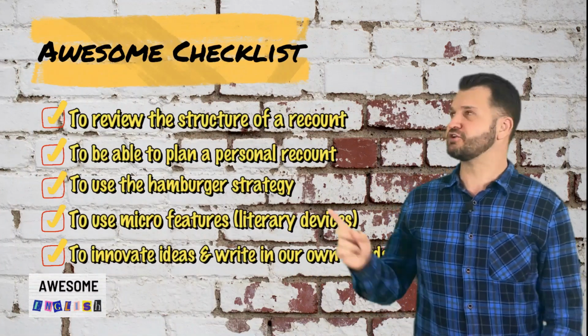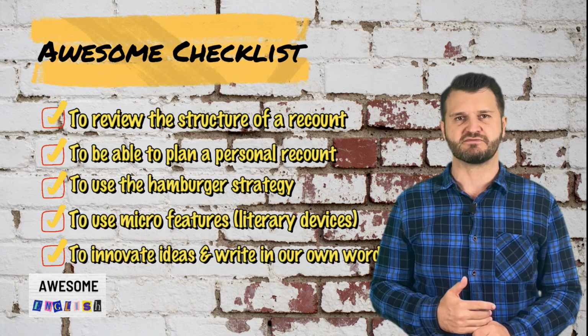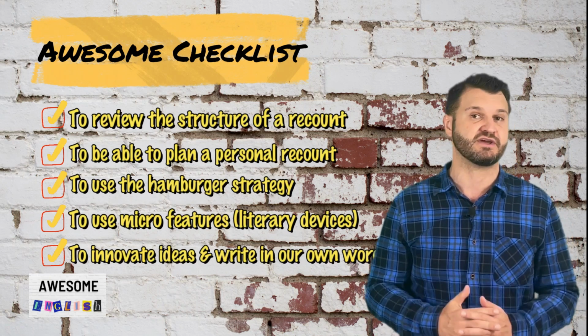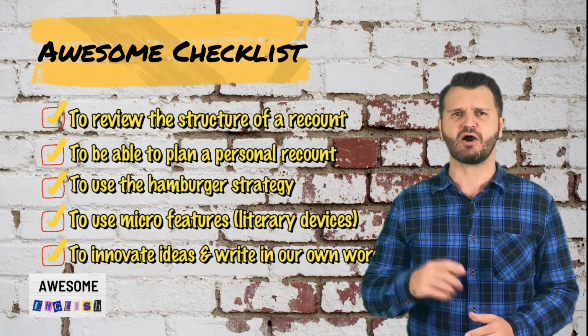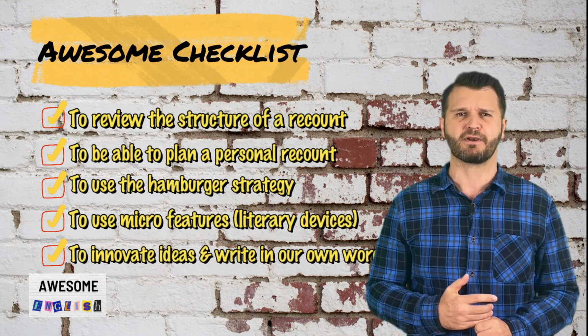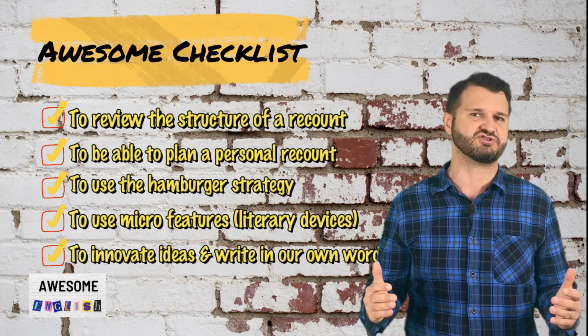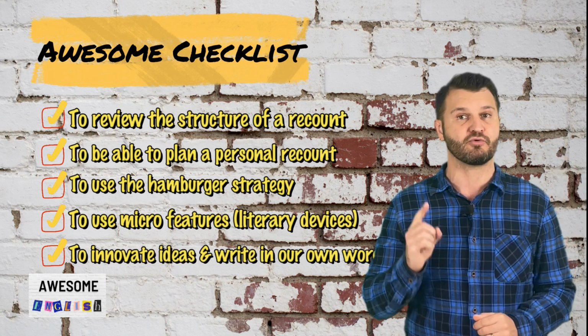All right, let's check in on our awesome checklist for today's lesson. So the first objective is to be able to review the macro structure of a recount text. Then, to be able to plan a personal recount using our awesome recount planner. Our next objective is to be able to use the hamburger strategy to structure our orientation paragraph correctly.